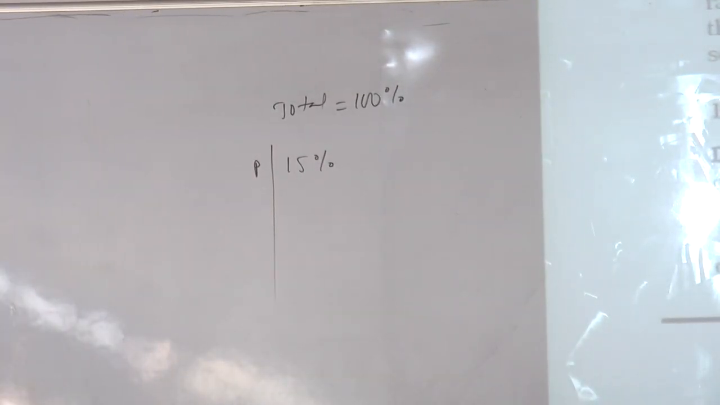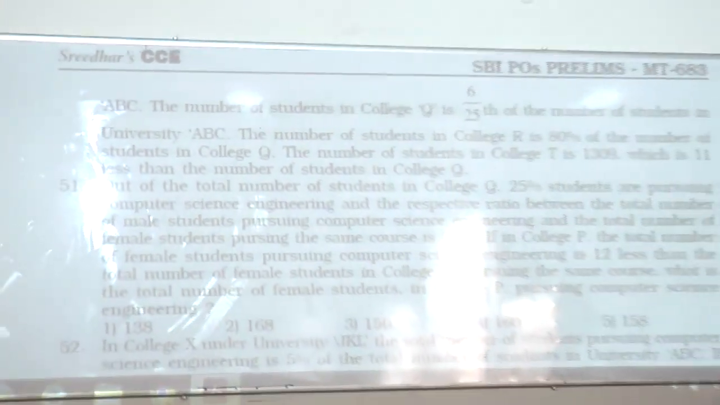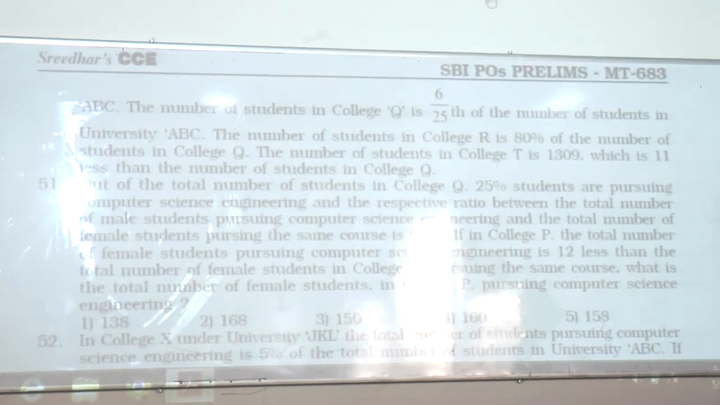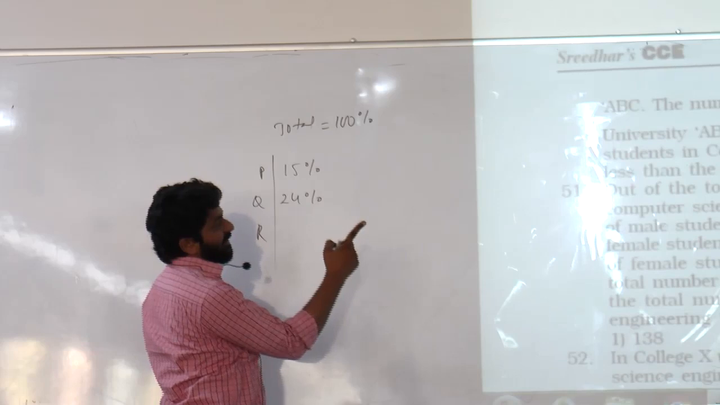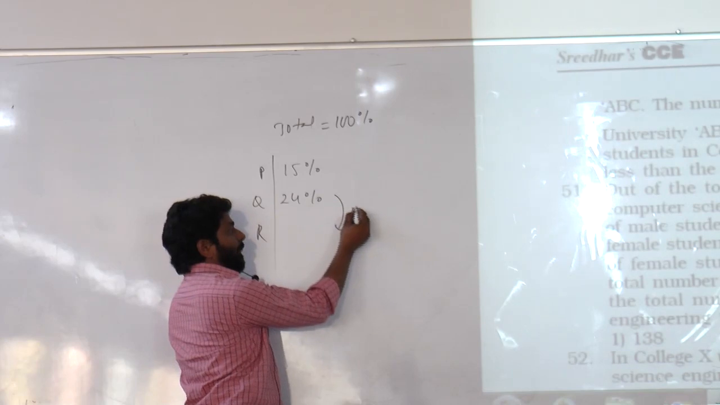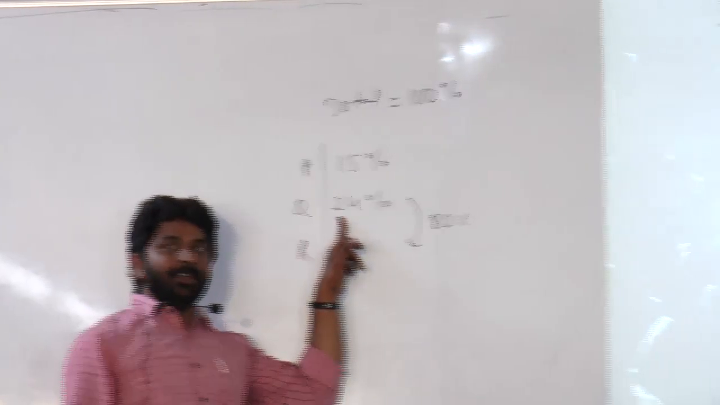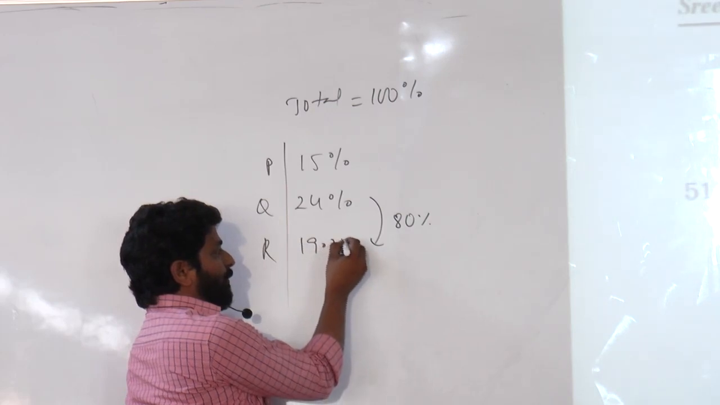Next. The number of students in college Q is 6 by 25th of the total number of students in the university. 1 by 25th is 4%. 6 by 25th will be 6 4s 24. So from Q that will be 24%. The number of students in college R is 80% of the number of students in college Q. Getting 80% is subtracting 20% of this number. 10% is 2.4, 20% is 4.8. Subtract 4.8, that will be 19.2%.